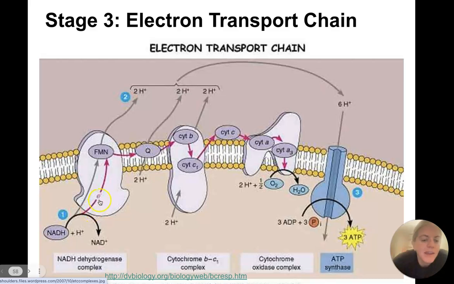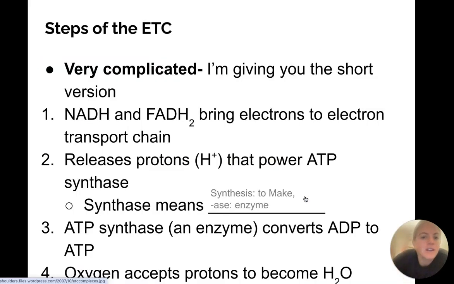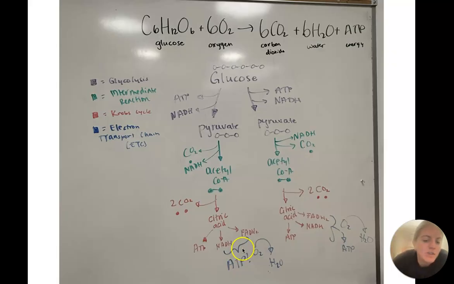Then you can see the pink electron line. It's moving down the chain, down the ETC, until they reach oxygen. And oxygen, if you remember from the water unit, is really good at pulling electrons towards itself. And at the end, once the electrons reach that stage, the protons are going to get added to the oxygen, forming H2O, or water.